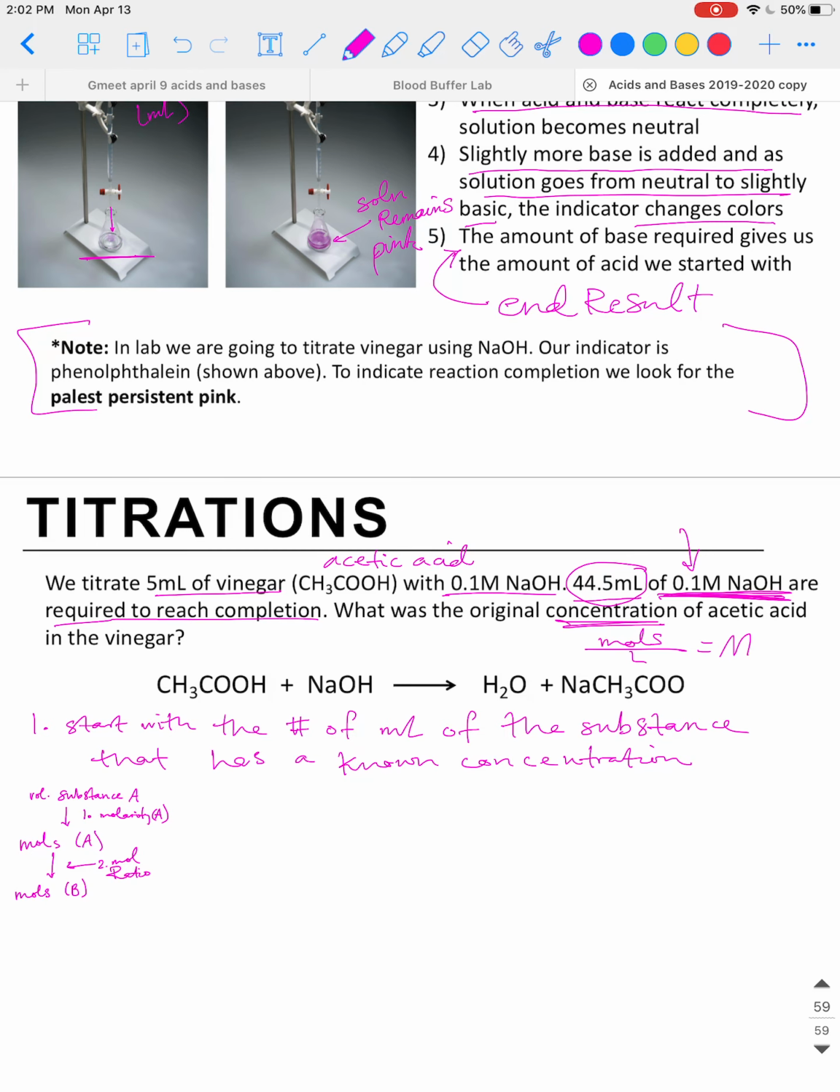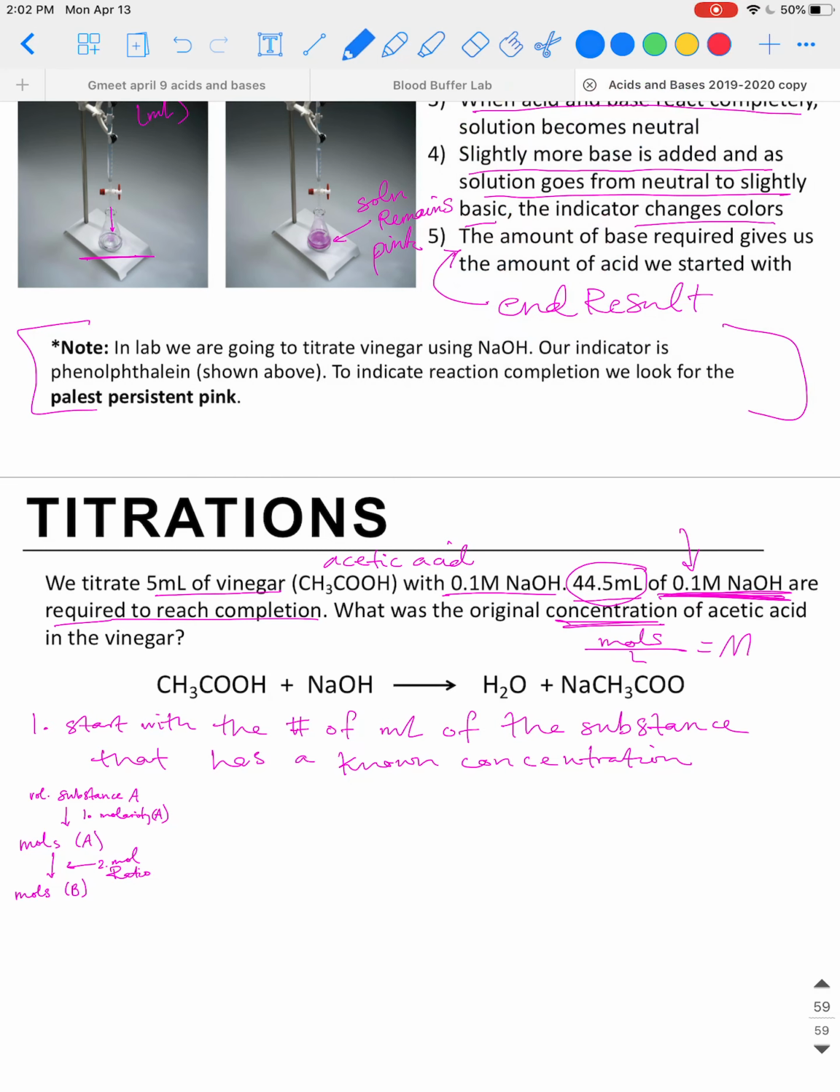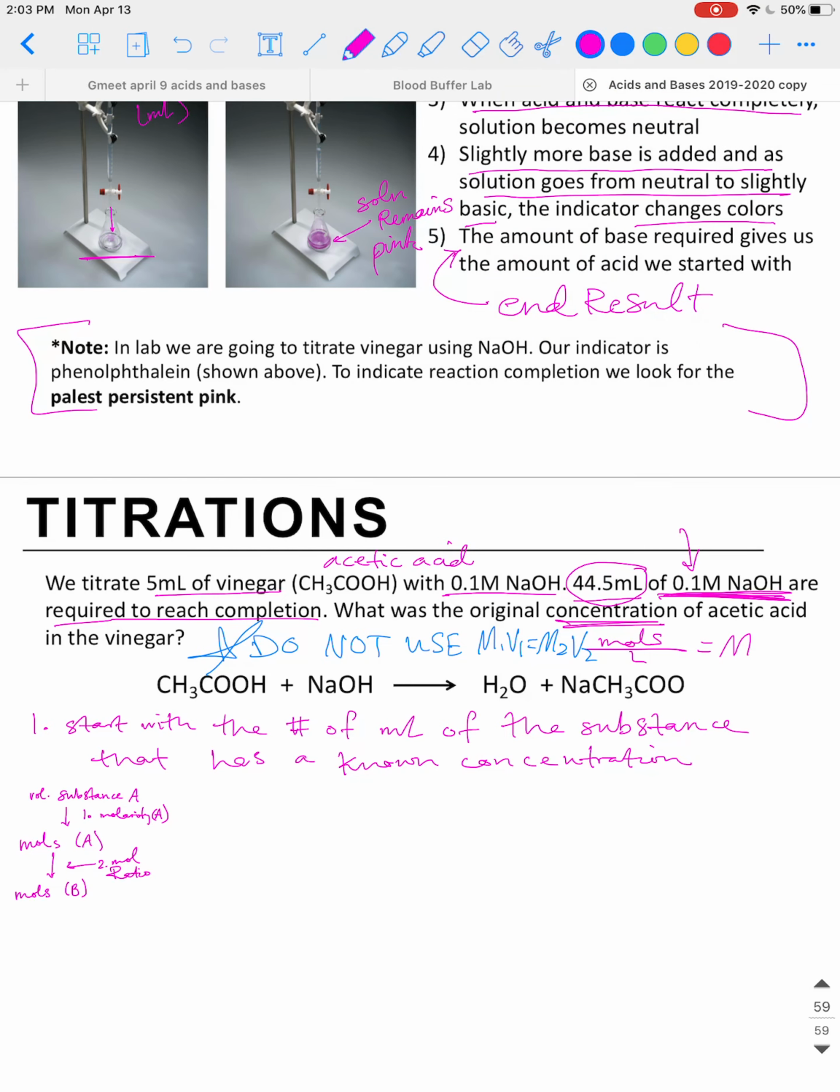Now, what's going to happen inevitably, some people are going to look at a problem like this and they're going to try to use M1V1 equals M2V2. And I'm going to write in big, fat, blue letters, I'll write it down here, do not use M1V1 equals M2V2. Don't do it. It's not a dilution problem. It's a titration problem. Alright, so we're going to follow this diagram.